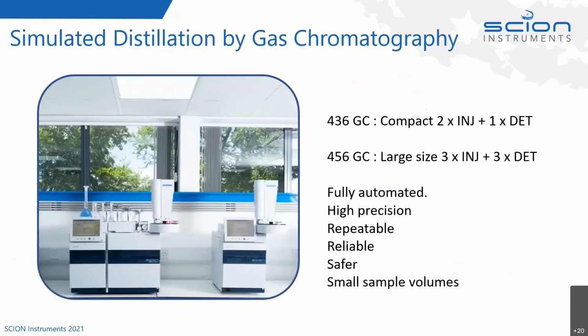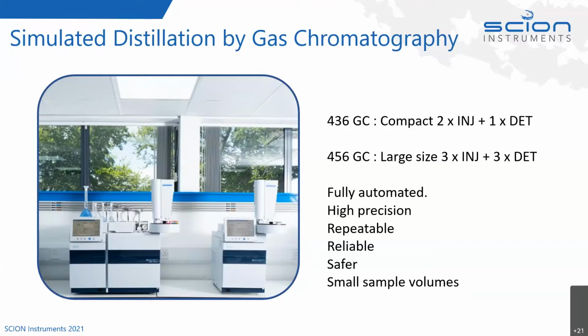So there is an alternative to this classical laboratory technique by using gas chromatography. SCION has two GC platforms, the 436 GC and the 456 GC. Both GCs can be used in this application for Simdist. The 436 is a small and compact GC. It's limited to one detector and two injectors. It's good for cramped labs and dedicated analysis.